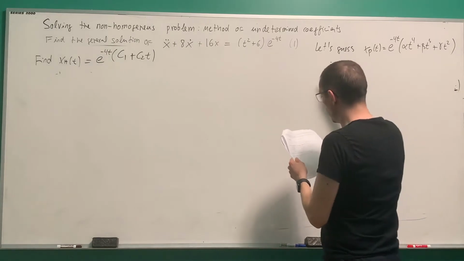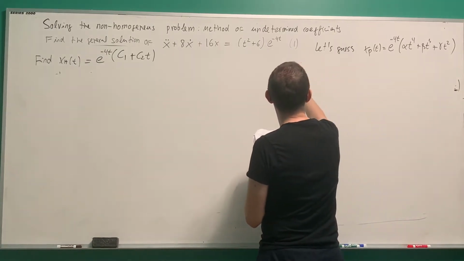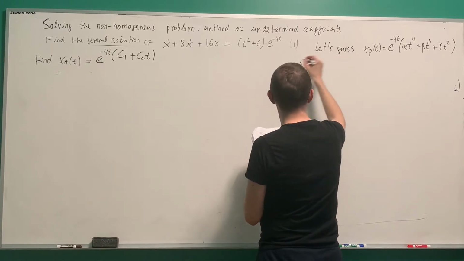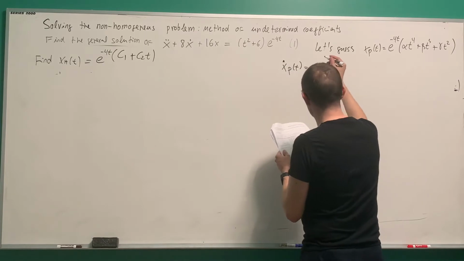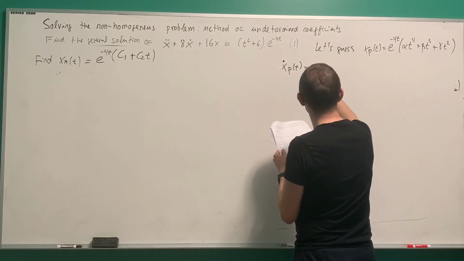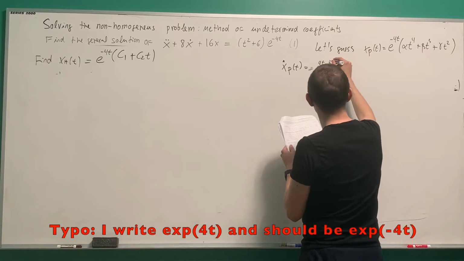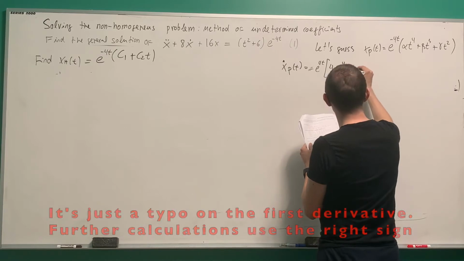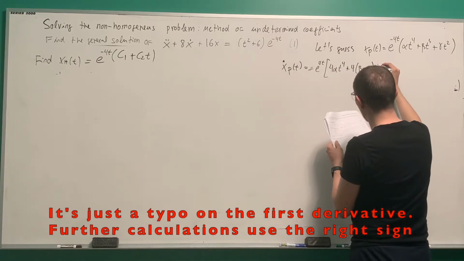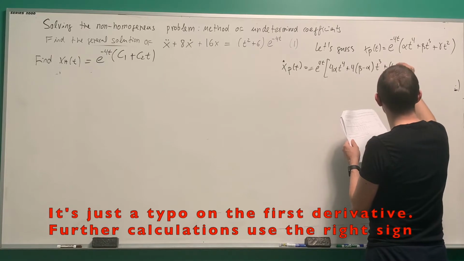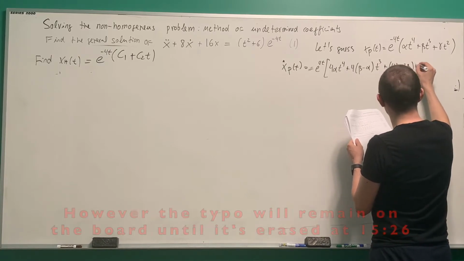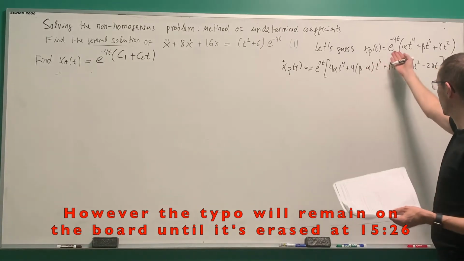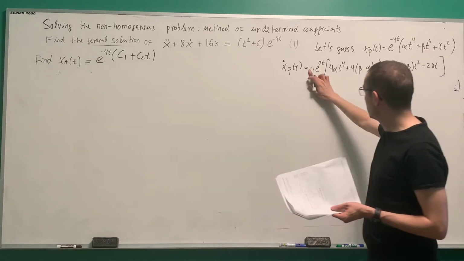If we do the routine, we find the following. The derivatives of x_p of t. Let's do the first derivative. The first derivative is, I'll write it for you, minus e to the minus 4t that multiplies a common factor: 4 alpha t to the 4 plus 4 beta minus alpha t cubed plus 4 gamma minus 3 beta t squared minus 2 gamma t. Please check it. This is just taking the derivative of that. Check that you get the same result.